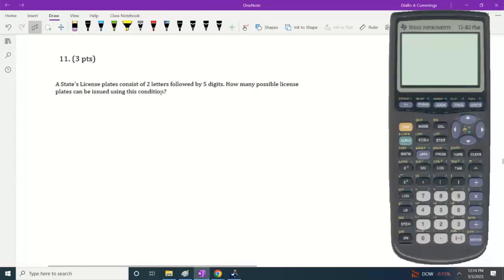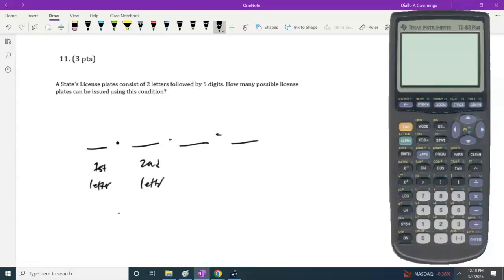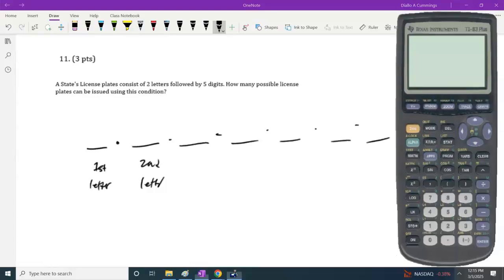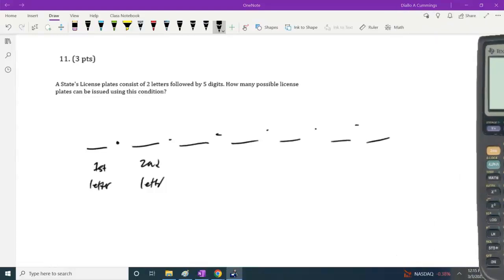All right. So now this one, we're going to just use that fundamental counting principle. There are 7 outcomes, right? There are 2 letters. That's the first letter. That's the second letter. And then it's followed by 5 numbers. First number, second number, third number, fourth number. All right, so those are the 7 outcomes.